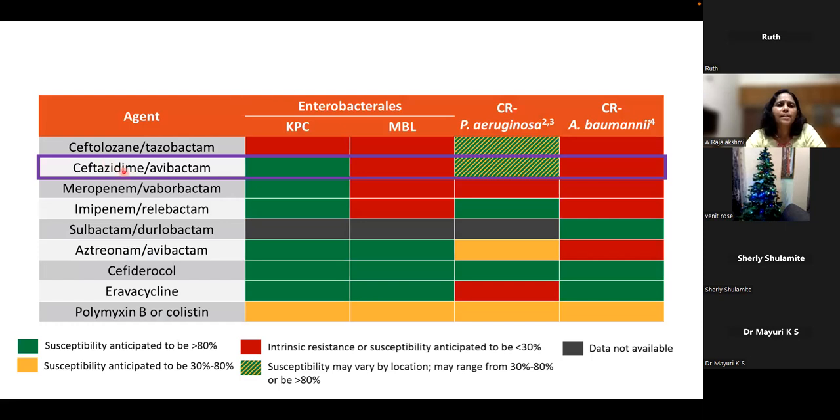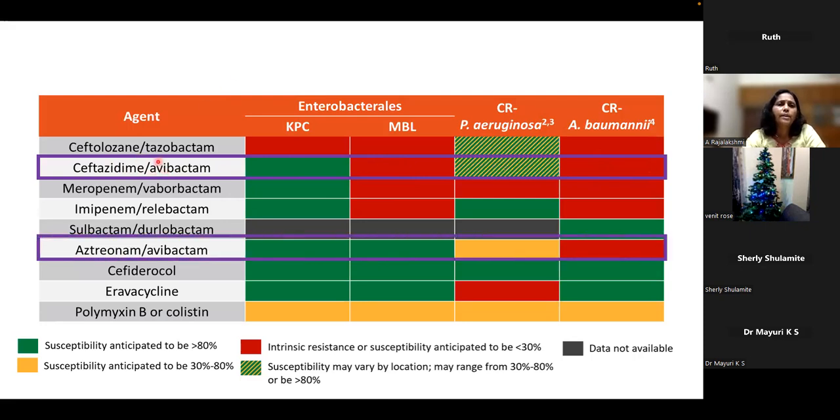So ceftazidime-avibactam is useful for KPC. It is not useful for metallo-beta-lactamases like NDM. That is the most important thing that we'll have to understand. Again, ceftazidime-avibactam has no action against Acinetobacter. It has action in up to 30% of Pseudomonas, but some amount of resistance is expected due to other mechanisms like efflux.